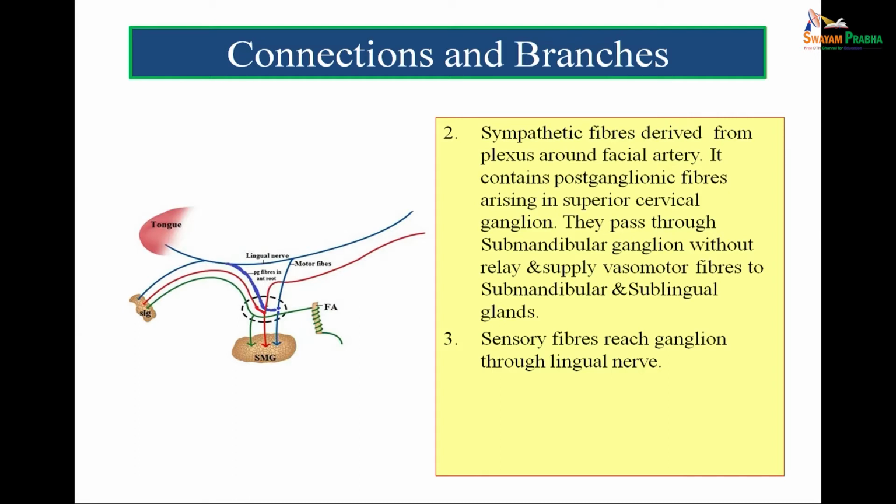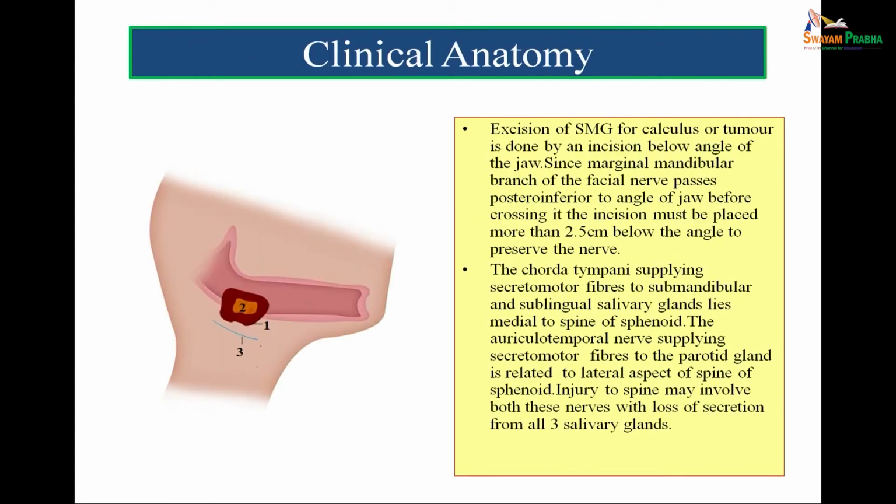They pass through the submandibular ganglion without relay and supply vasomotor fibers to the submandibular and sublingual glands. Sensory fibers reach the ganglion through the lingual nerve and pass without relay. So, there are three components in the nerve supply to the submandibular salivary gland.